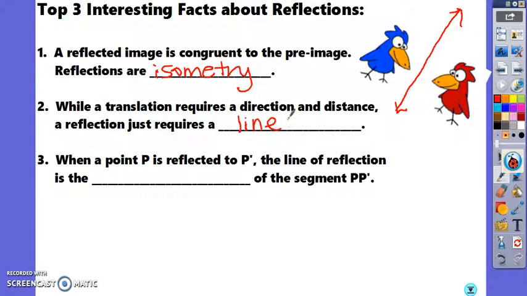Okay, this one might be a little confusing, so let's think about Birdie's wing as point P. And when we reflect it over that line, there's the image, P prime. And this is talking about the actual line segment that connects P to P prime.